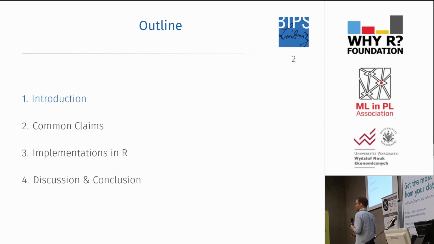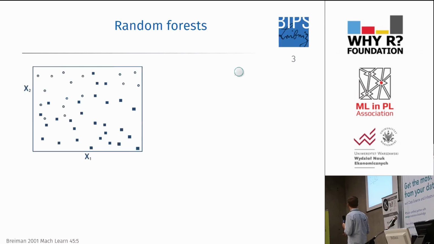So I give a very, very brief introduction to Random Forest. I guess most of you know how it works. And then we'll analyze 10 common claims about Random Forest, give an overview of implementations of Random Forest in R, and close with discussion and conclusion. So first, how does the Random Forest work?